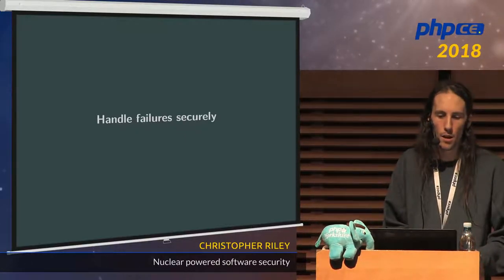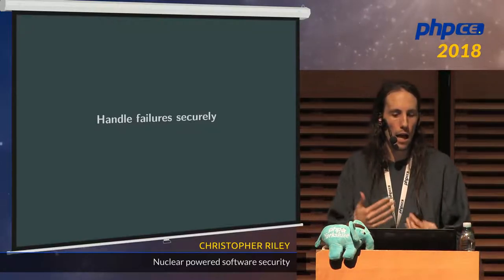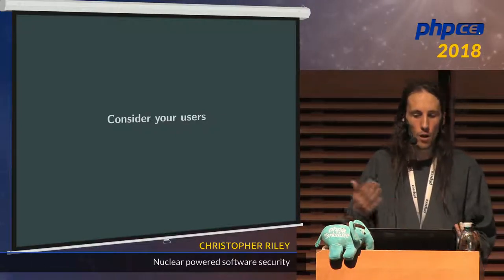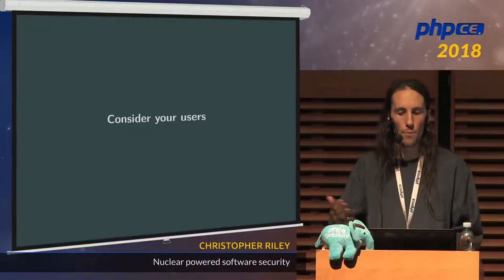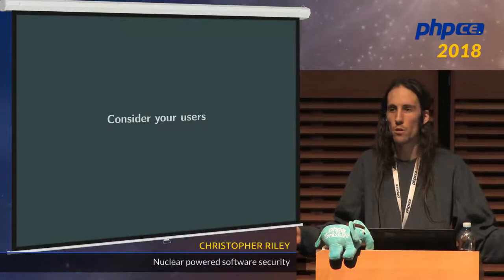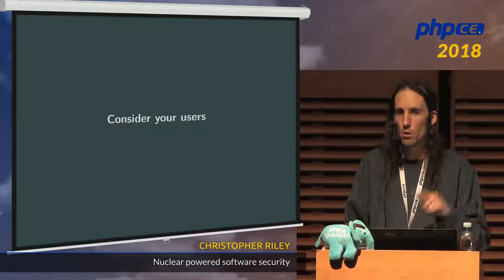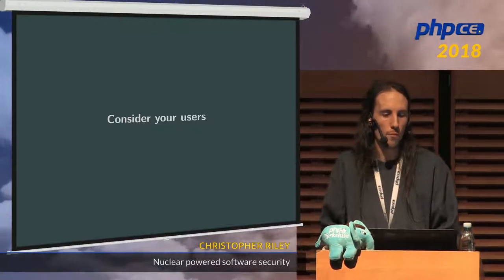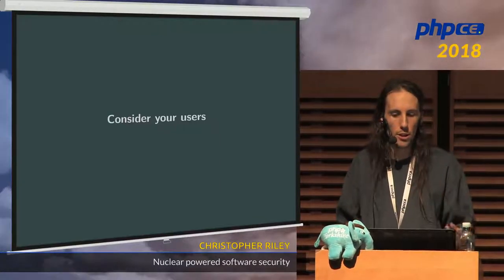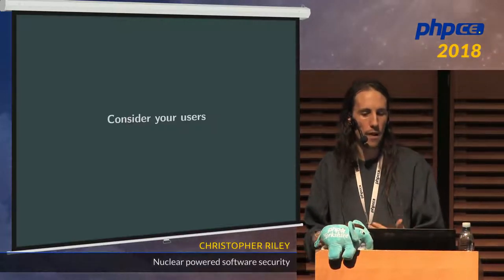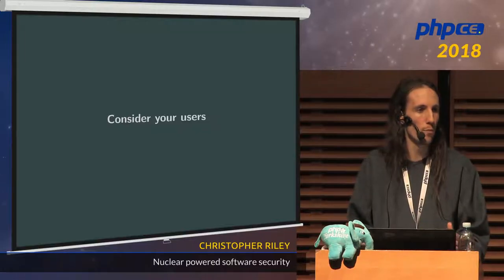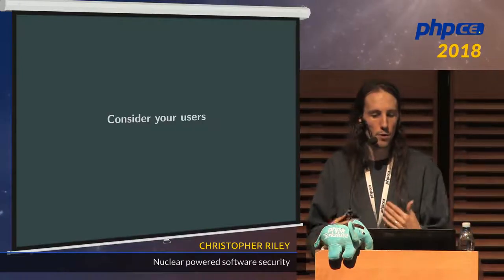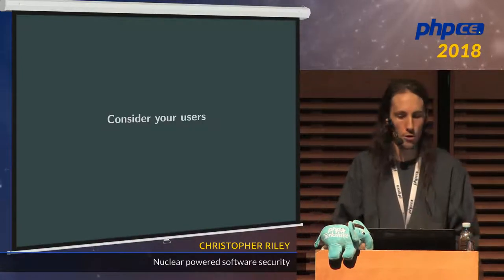Handle failures securely. Make sure you consider failure cases and what happens in the event of things going offline or unexpected things happening. If you're relying on a third-party authentication service, what happens when it goes offline? Will it lock everyone out, or will it allow unlimited access to your system? You want the former, not the latter. And finally, consider your users. Human factors can often be the greatest weakness of an otherwise secure system. Take care that the work that you do on securing systems isn't undone by a careless user going, "This is annoying, go away." Remember that security at the expense of usability comes at the expense of security.